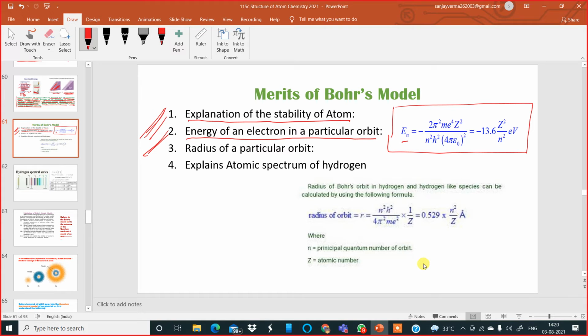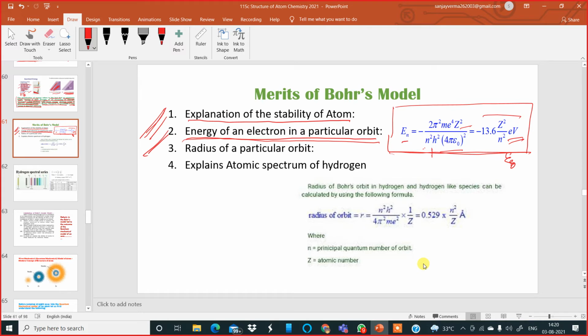Then, energy of an electron in a particular orbit can be given by this formula. En is equal to minus 2 pi square m, mass of the electron, e, charge of the electron to the power of 4, Z atomic number, divided by n square, the principal quantum number, h Planck's constant, 4 pi epsilon 0. This epsilon 0 is called permittivity of free space. This is under whole square. That has been simplified further to minus 13.6 Z square by n square electron volts.